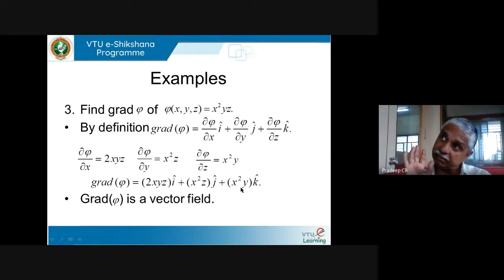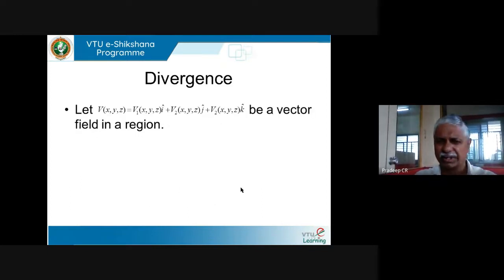That vector's direction is the direction in which the scalar field changes maximally. Another interpretation is that it's normal to the surface for which phi is constant. Let's not bother too much. Now let us see what I can do with respect to a vector field.